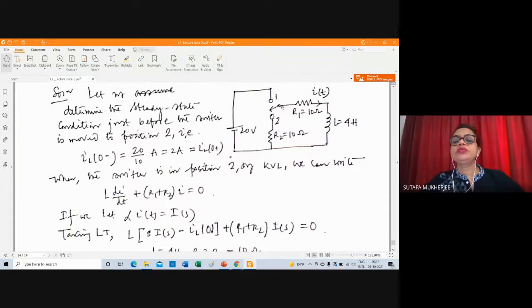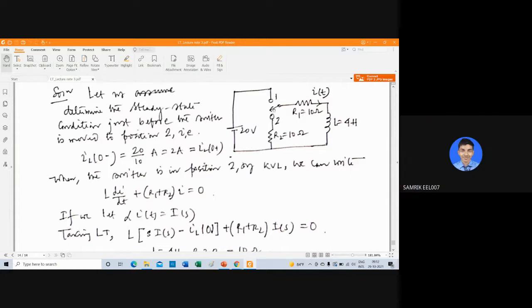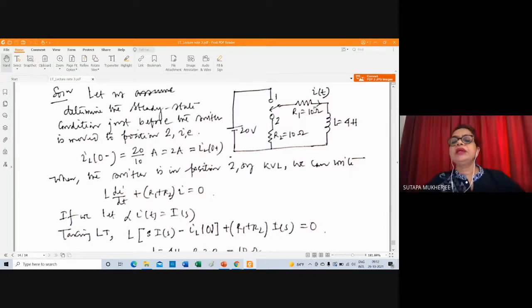Consider the position of the switch here. There is no problem with the circuit. What is the drop across this total circuit? What is the drop across R1? R1 into I. What is the drop across R2? R2 into I. What is the drop across L? L di/dt. So right, this one.